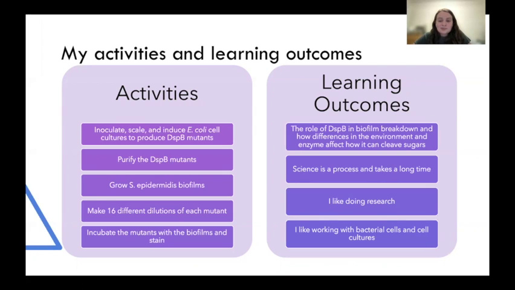I learned that science is a process and takes a lot longer than I thought it did. I also learned personally that I like doing research and that I like working with bacterial cells and cell cultures.